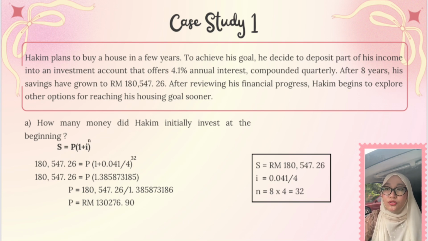Now, we use the compound interest formula, S equals P times (1 plus i) to the power n. We substitute the values. 180,547 ringgit 26 cents equals P times (1 plus 0.041 divided by 4) to the power of 32. When we calculate this, we get approximately 1.385873185. To find the principal, we divide the final amount by this value. So 180,547 ringgit 26 cents divided by 1.385873185 equals RM130,276 ringgit 90 cents. This is the principal or the original amount deposited.